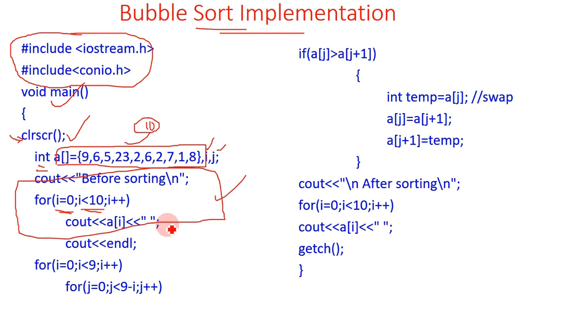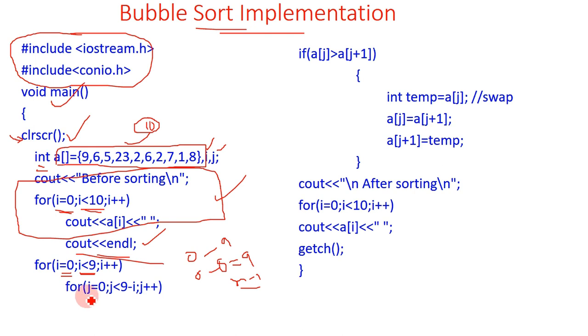Okay, so all the values will be traversed. And control will go to the new line for i equal to 0 to i less than 9. Why 9? Because there are 10 values, 0 to 9. So less than 9 means 0 to 8, so the total comparisons will be 9. This automatically holds the value of n minus 1. This is the outer loop, n minus 1.